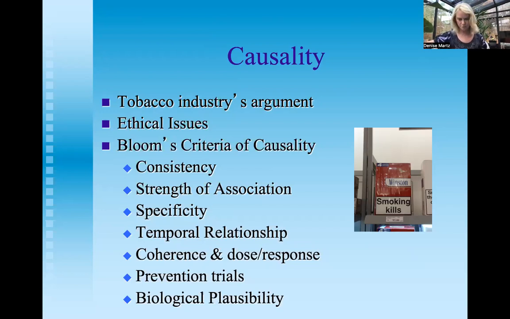Obviously, that's unethical. And why is that unethical? Because we're exposing them to potential harm. Yes, Philip. Yes, potential harm, and what I would say is known harm. It's not potential, it's known harm. So you can't do that.